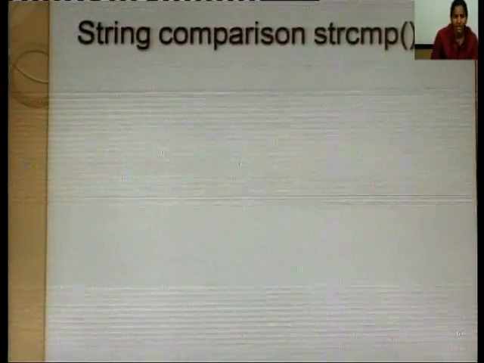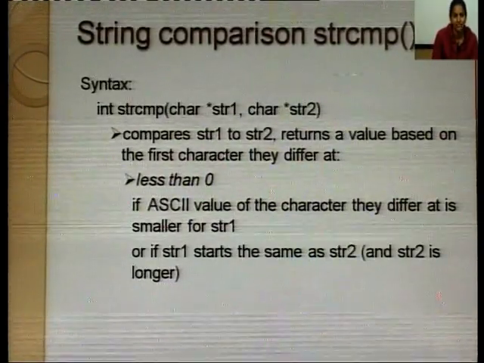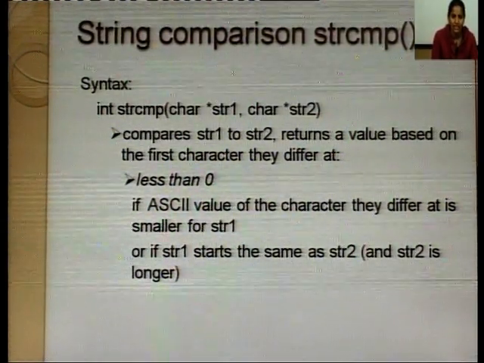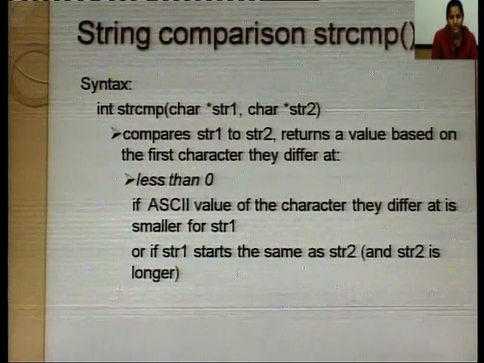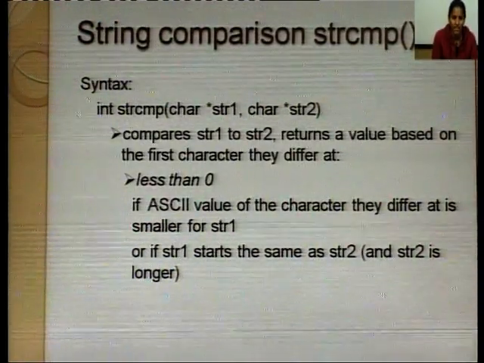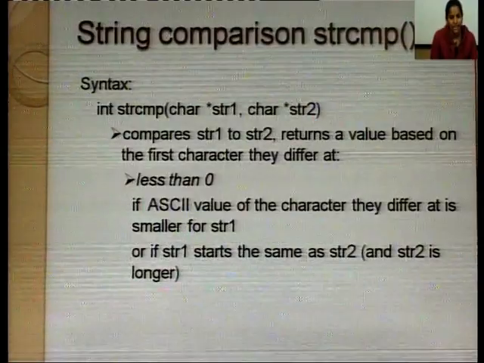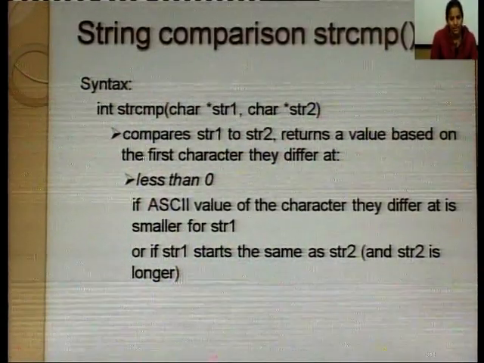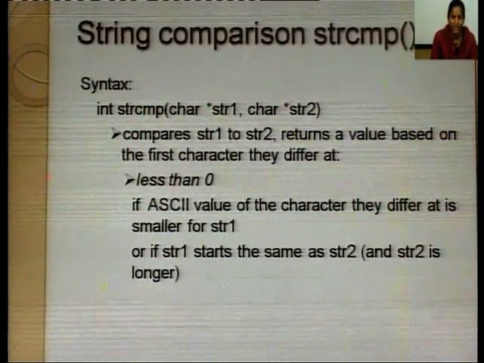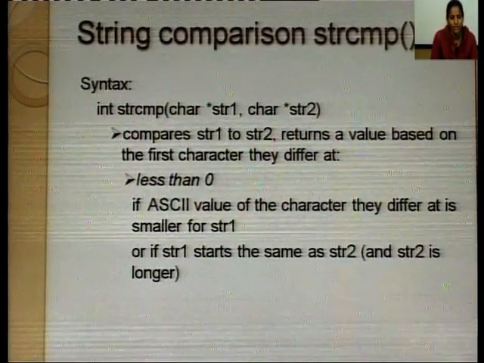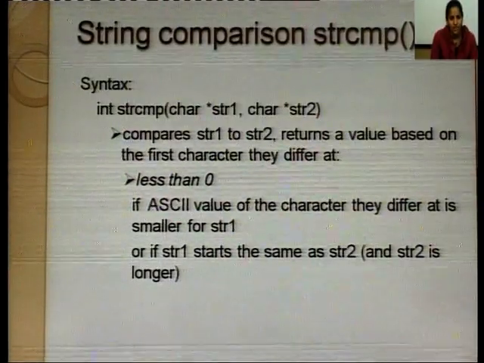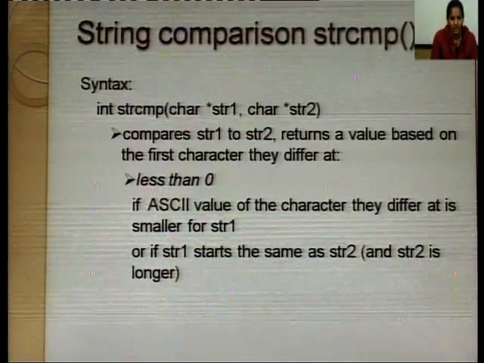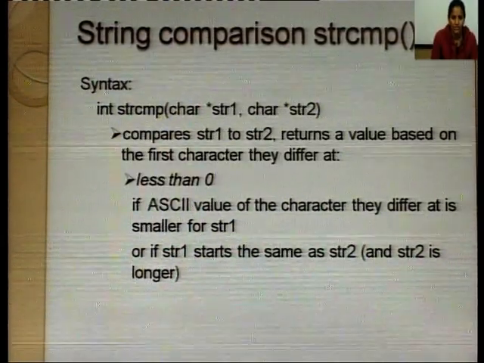Let us start with another library function, that is the string comparison function. The string comparison function, strcmp, is basically used to compare two string values. Here is the syntax. When we compare two string values, the return value will be an integer: either 0, greater than 0, or less than 0. It compares string1 to string2 and returns a value based on the first character at which they differ.